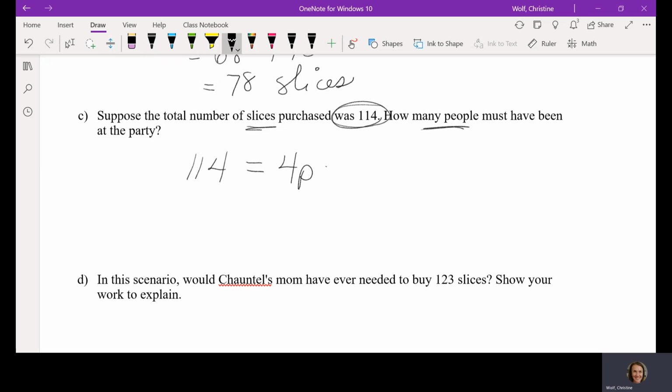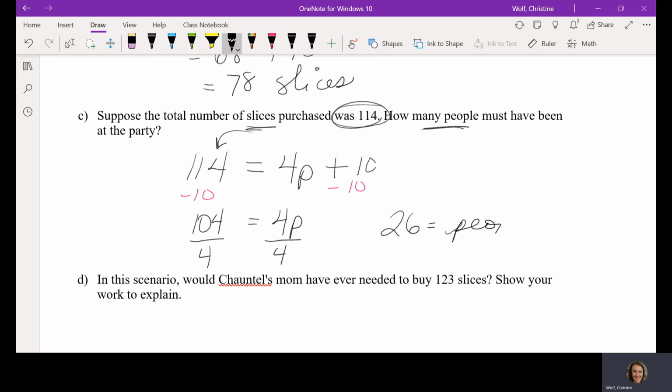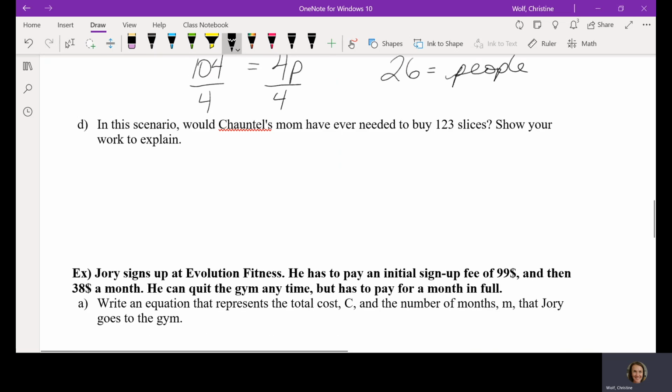Well, we know the other half of the equation looks like this. So I just replaced slices, S, with 114. Oh, why did I go plus 100? Excuse me, plus 10. Now, to solve for P, we're going to minus 10 from both sides. So we have 104 equaling 4P. We divide each side by 4, and we get 26 equals the number of people, or P. So in order for her to have ordered 114 slices, that means there were 26 people at that party.